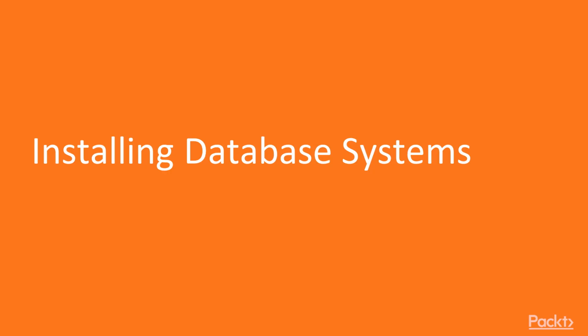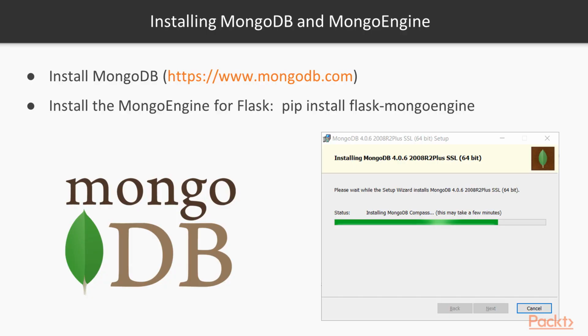Install the Mongo database system. So we need to go into the MongoDB.com website to install the MongoDB into your system. After that, then we're going to install the engine, the Mongo engine for Flask. And we do that using the pip install. So let's go into the website and install that DB.